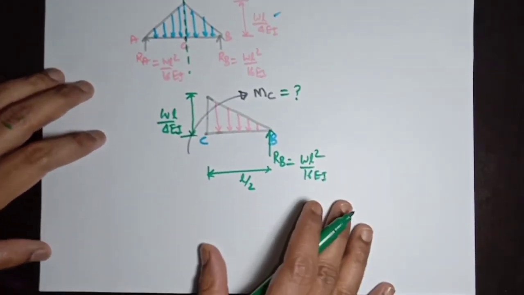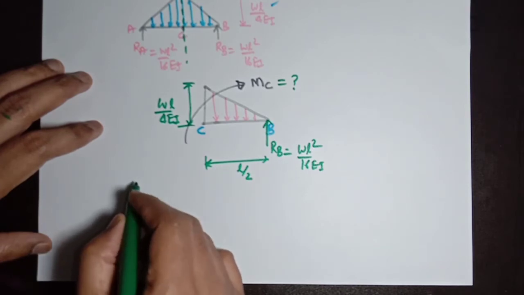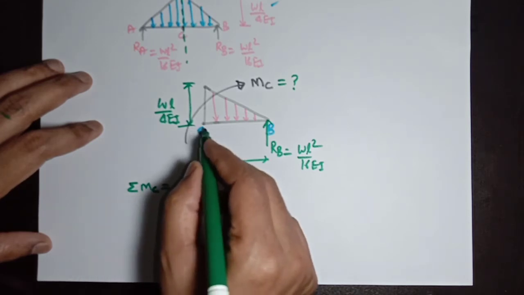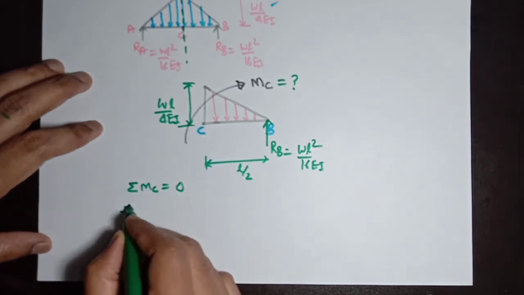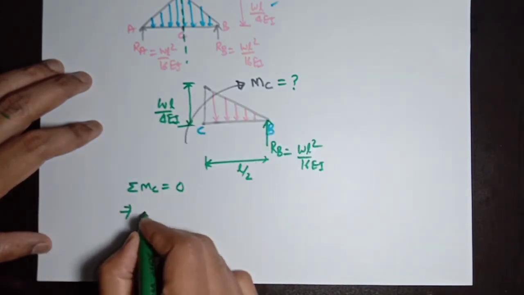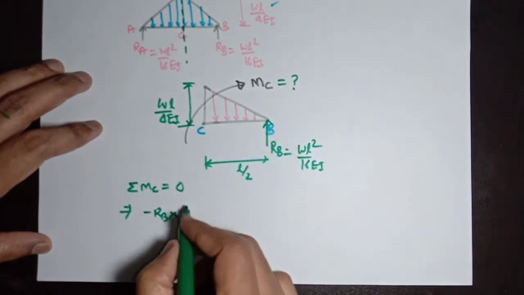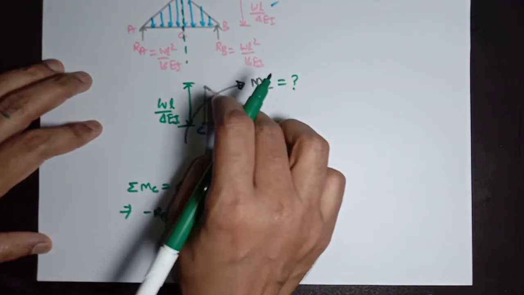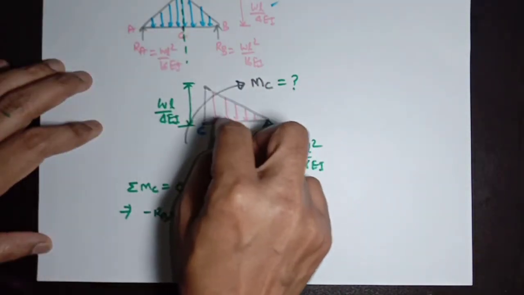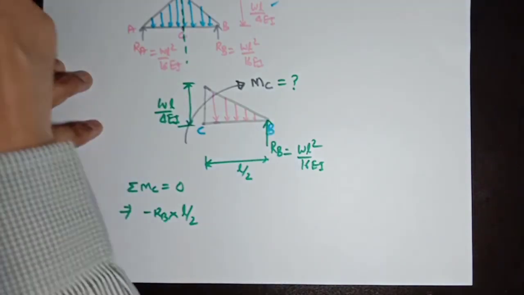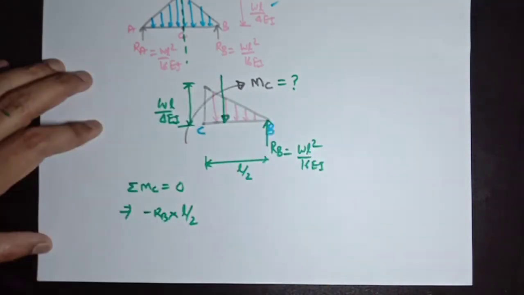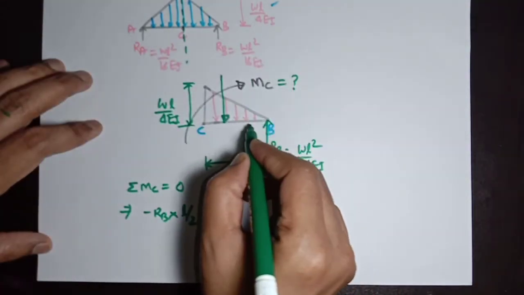So we need to find MC, bending moment C, from the equilibrium conditions. From equilibrium condition of moment, summation of all moment about point C will be 0. So this reactive force RB will be creating anti-clockwise moment, so it will be negative. So minus RB into this length L by 2, and this is the triangular loading, whose total load will be the area of this triangular loading, acting at the centroid of this triangular loading.